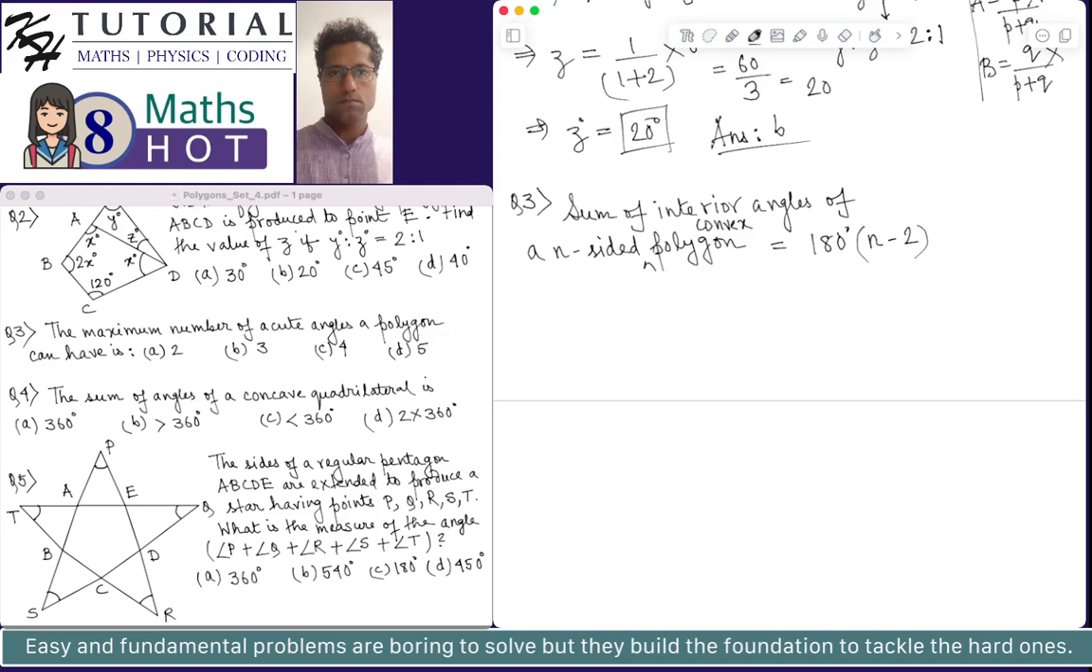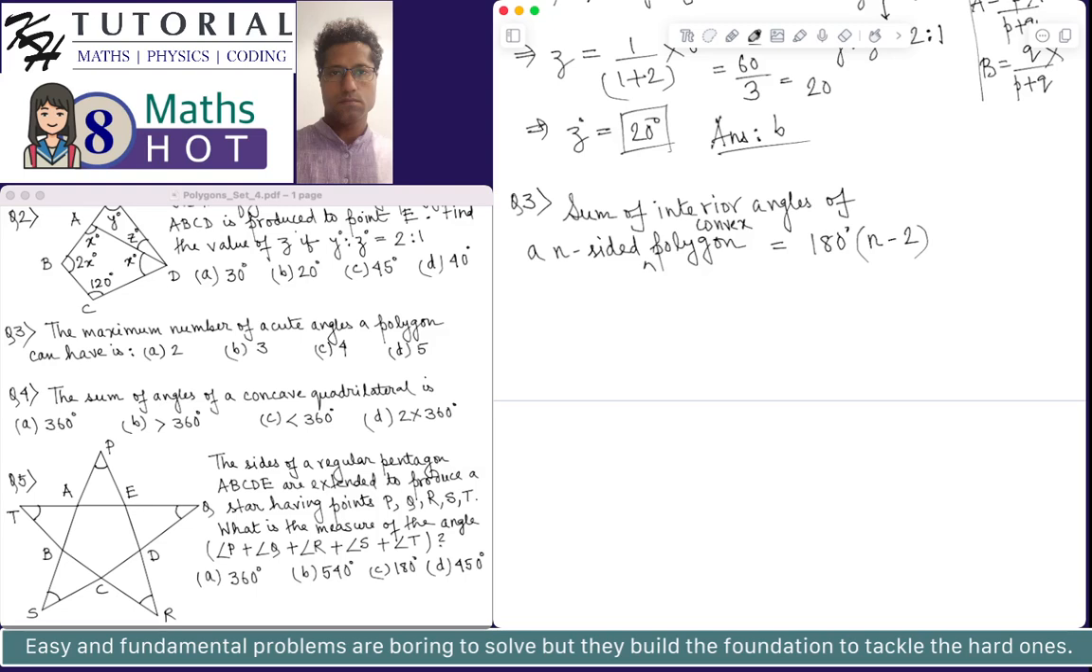Now, if this polygon having n sides needs to have the maximum number of acute angles, meaning an angle which is less than 90 but greater than 0, so between 0 and 90 degrees. But also the sum of all the interior angles has to be equal to 180 degrees multiplied by n minus 2.